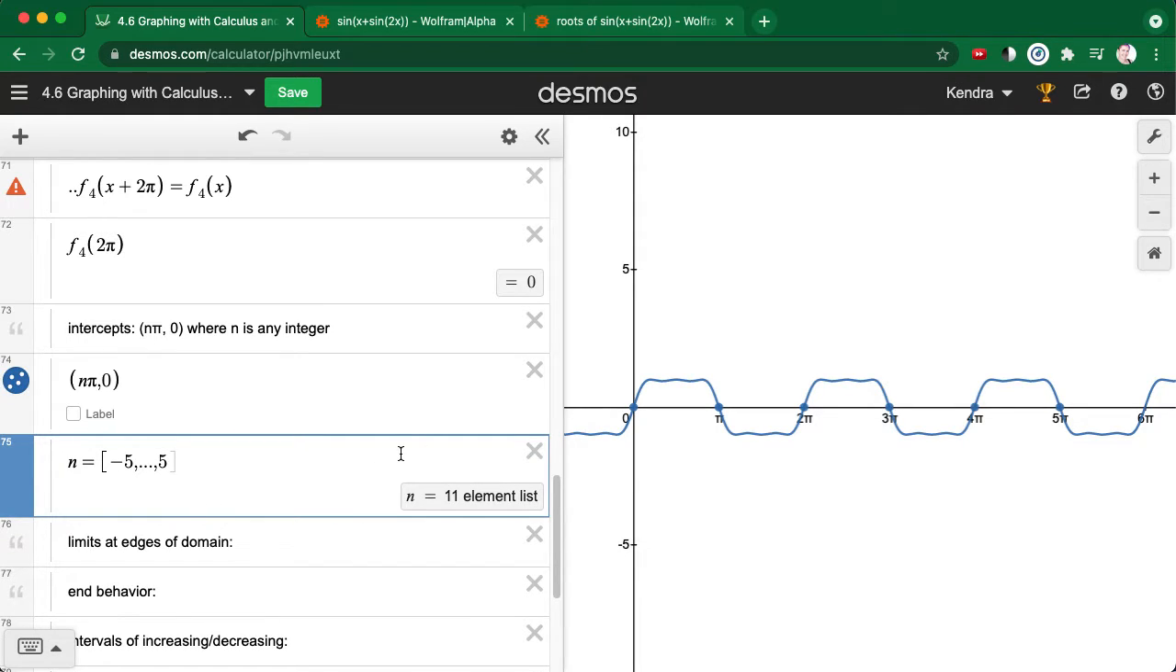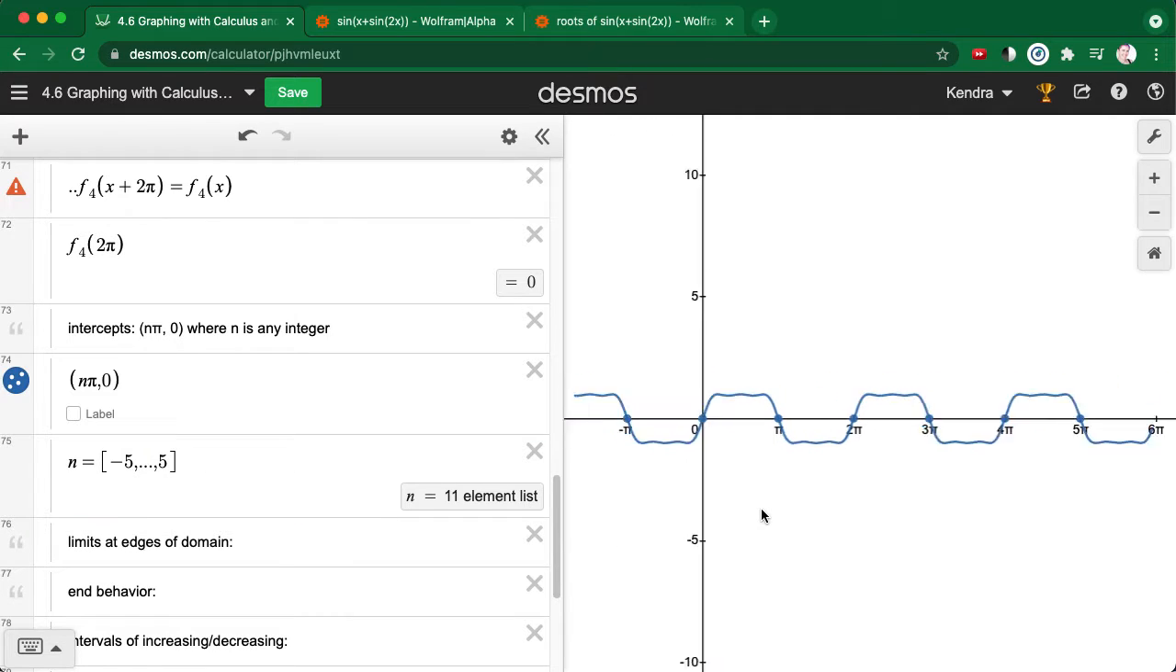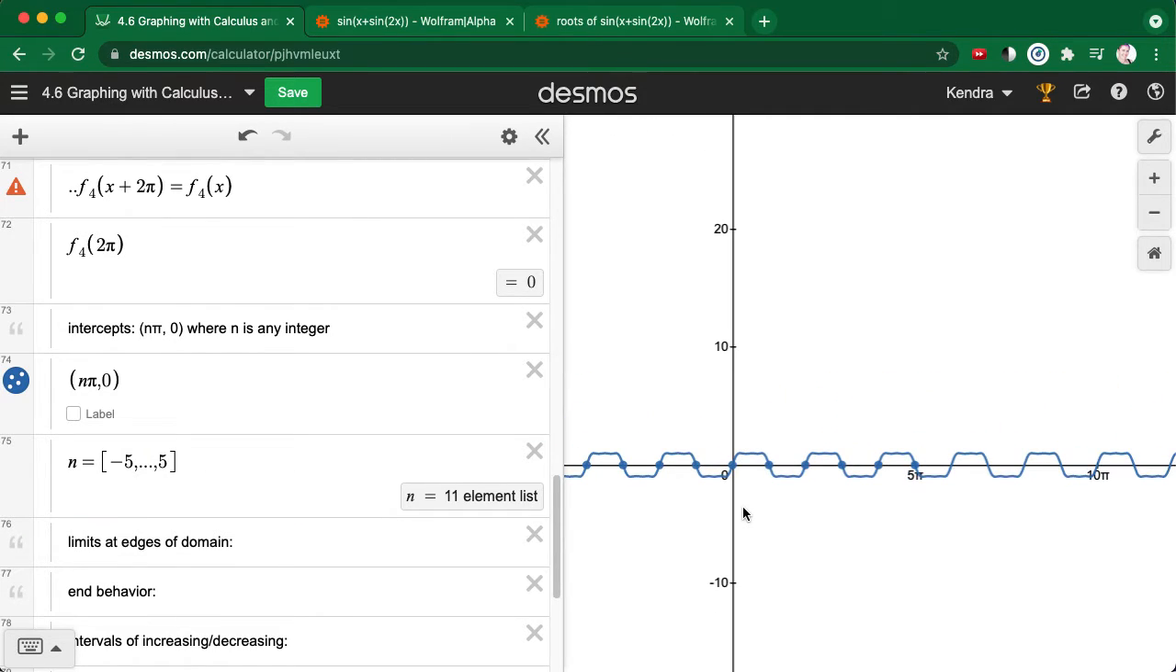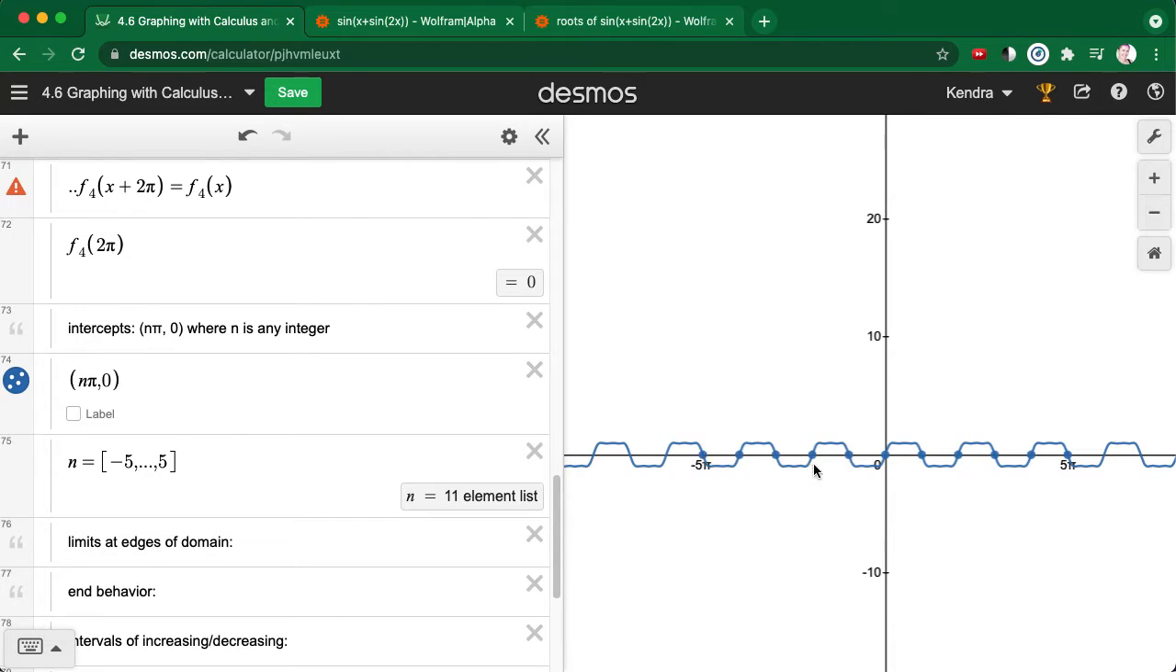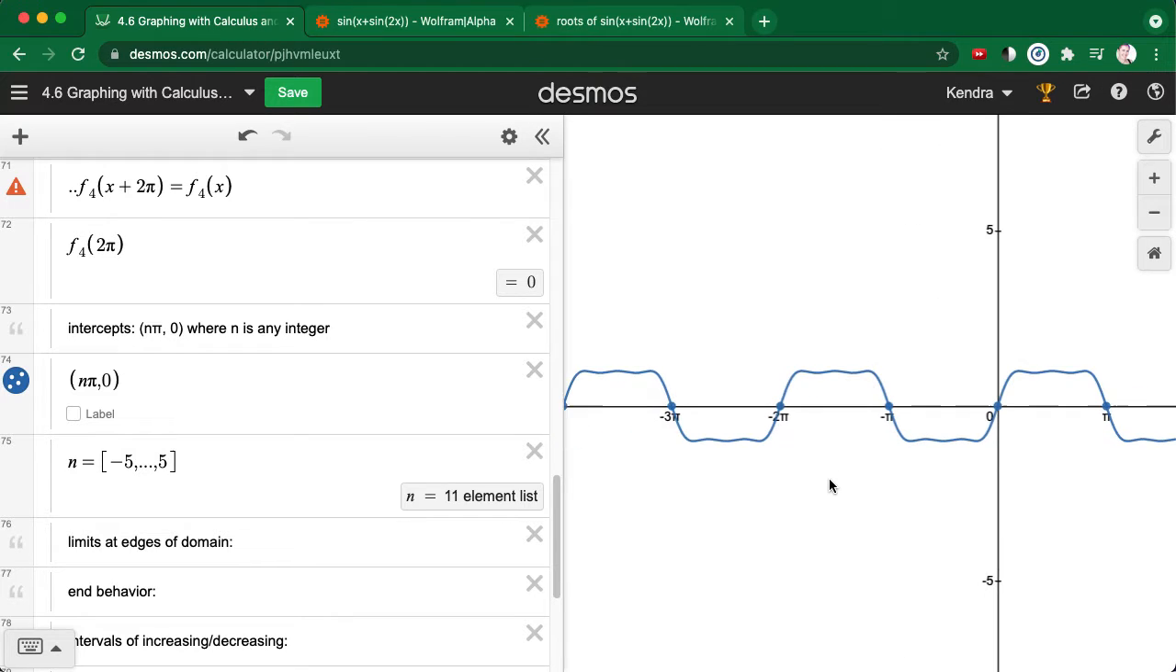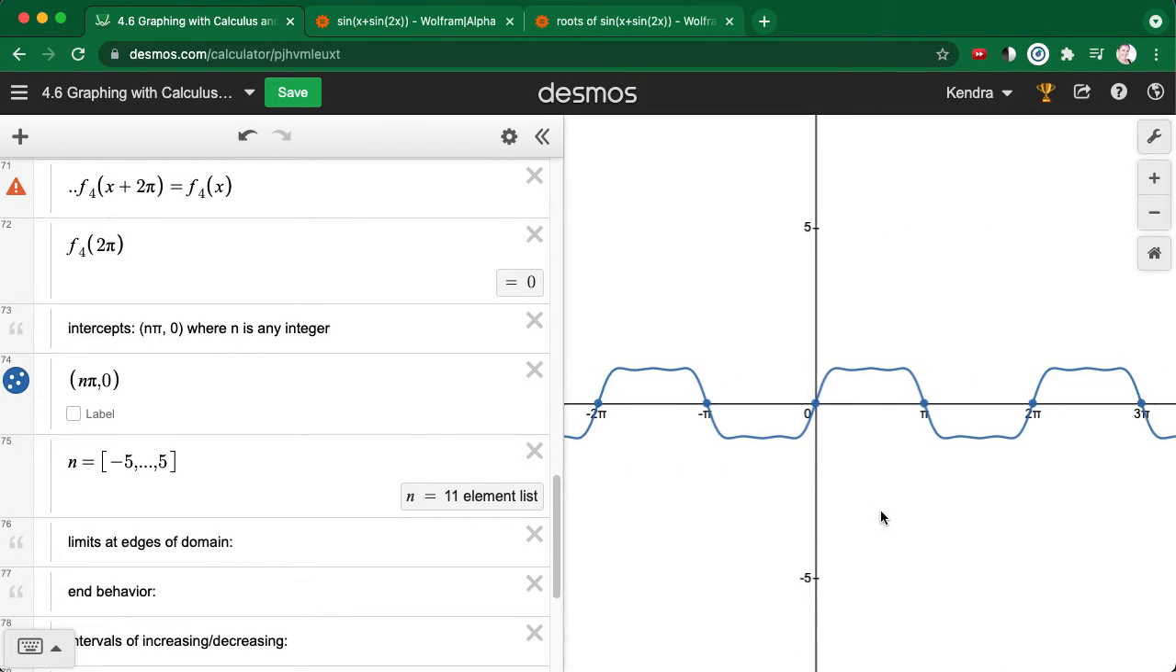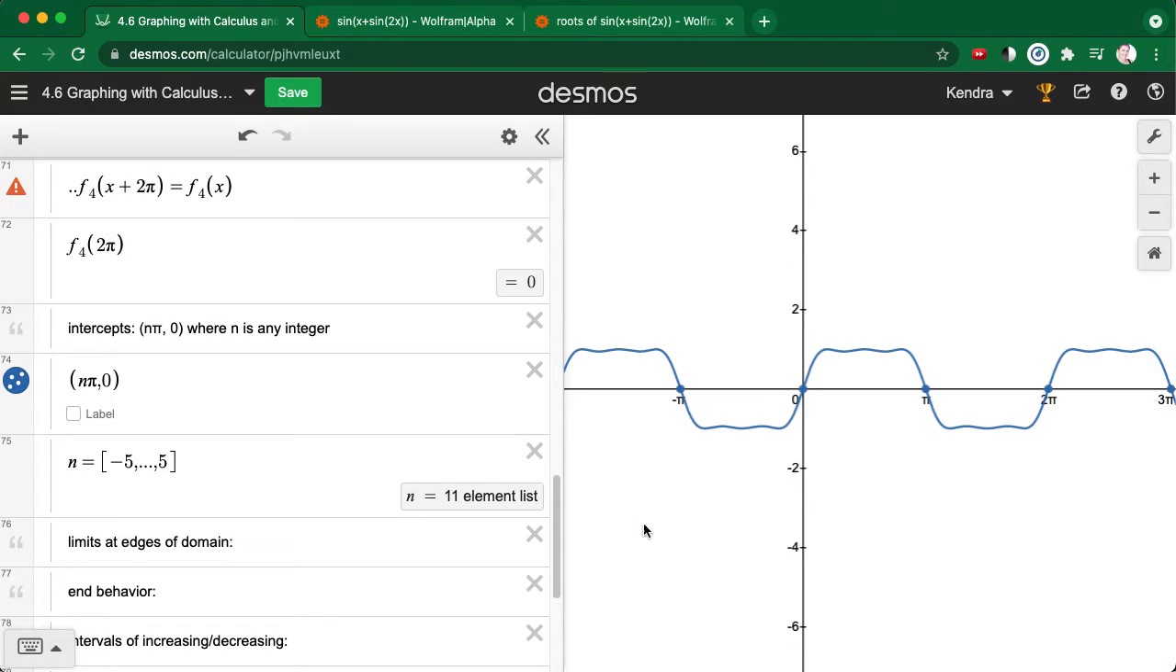Okay, so that's -5, -4, -3, all the way up to 5. So it's plotting all of them from -5 to 5, and there's a lot more of them. This is just me grabbing a few of the visible ones. Okay. We could label those or not.